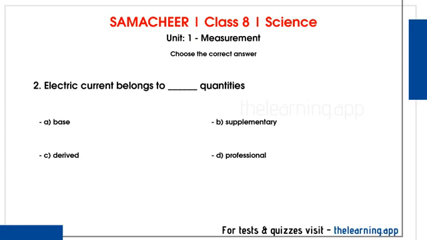Question 2. Electric current belongs to dash quantities. Options are A. Base, B. Supplementary, C. Derived, D. Professional. Correct answer is A. Base.